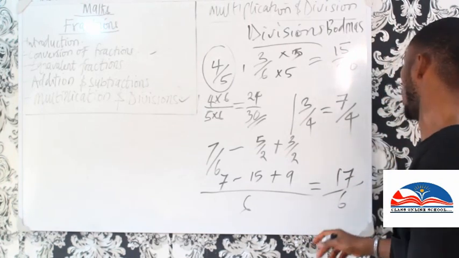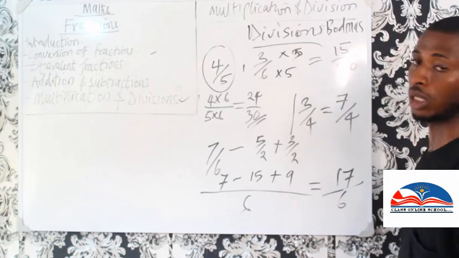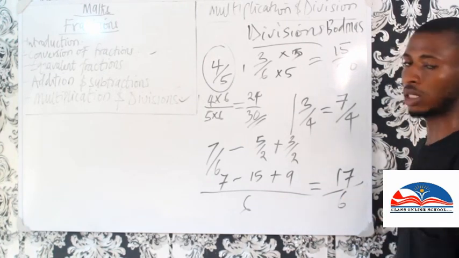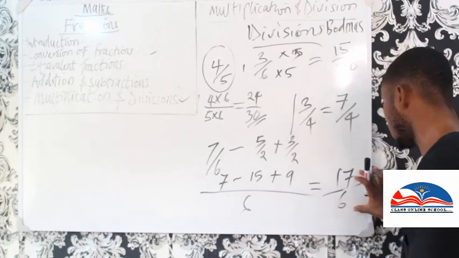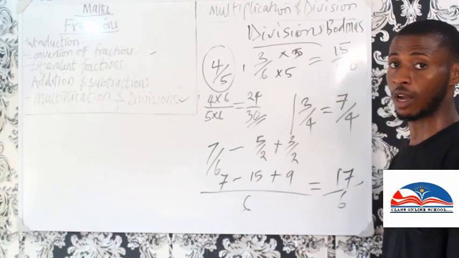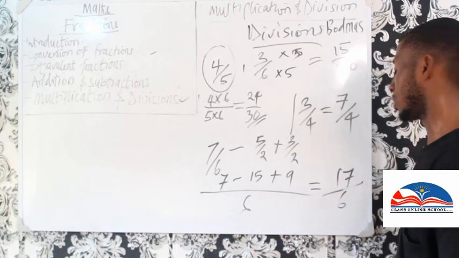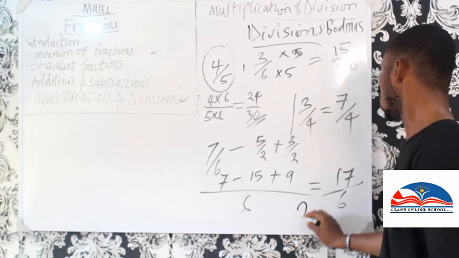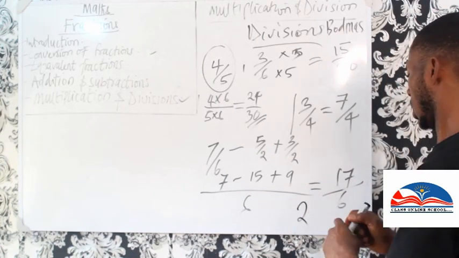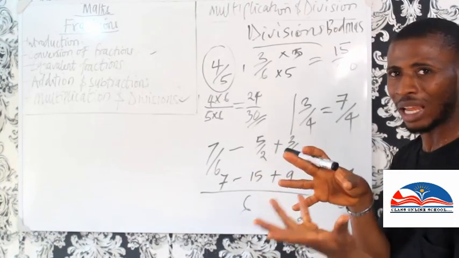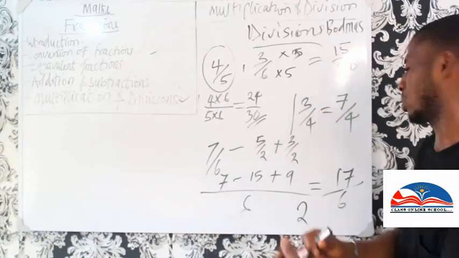So, at this point, 17 all over 6. 17 divided by 6. We want to convert this fraction into a mixed fraction, since it's an improper fraction. 17 divided by 6 will give us 2 as the whole number. There's a remainder. Let us find that remainder. I want to teach you how you get that remainder.